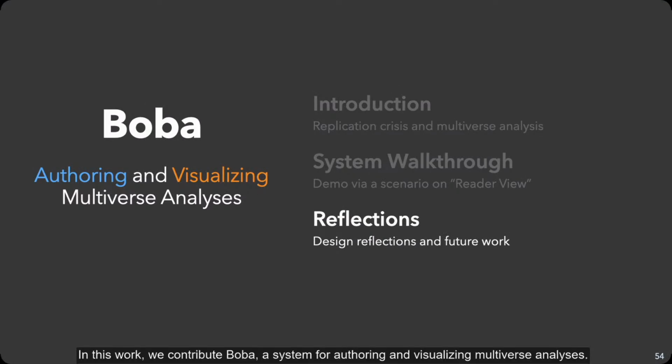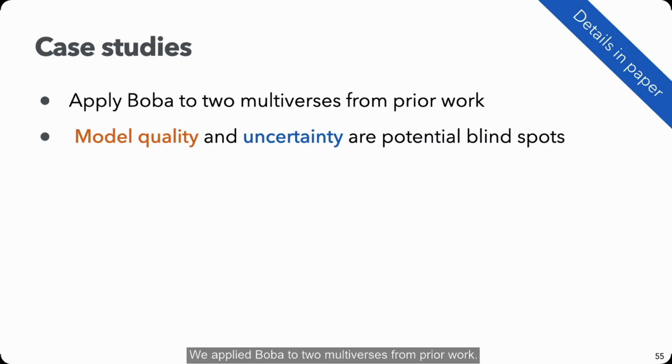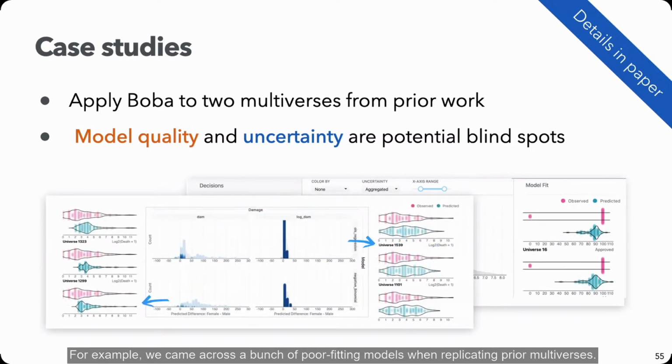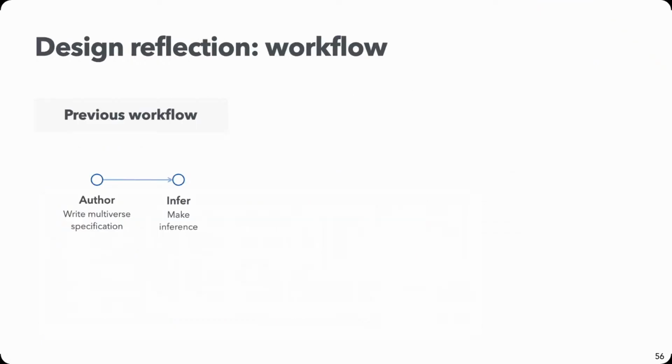In this work, we contribute Boba, a system for authoring and visualizing multiverse analysis. We apply Boba to two multiverses from prior work. We confirm that model quality and uncertainty are potential blind spots. For example, we came across a bunch of poor-fitting models when replicating prior multiverses.